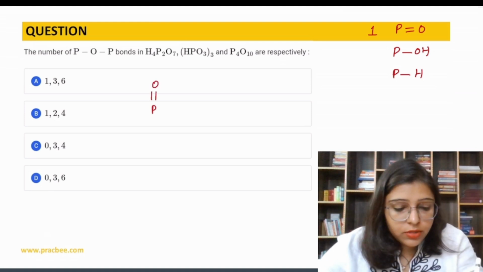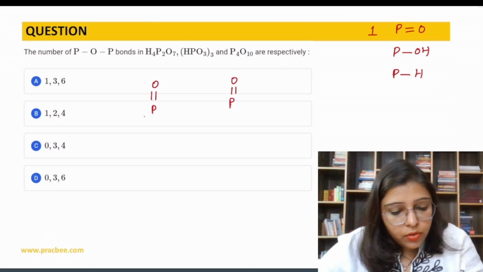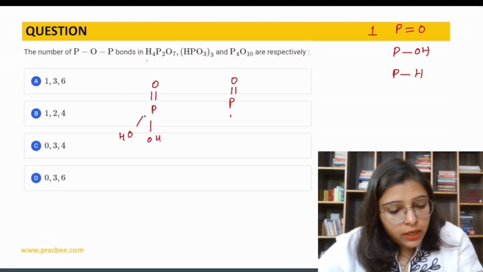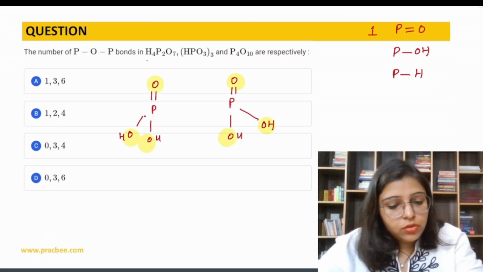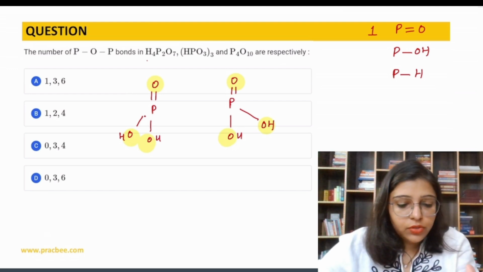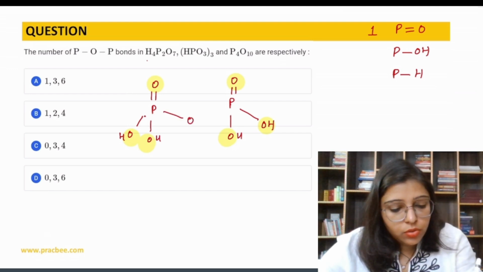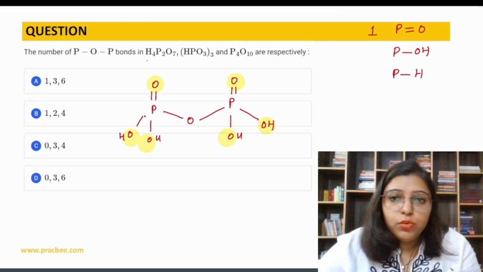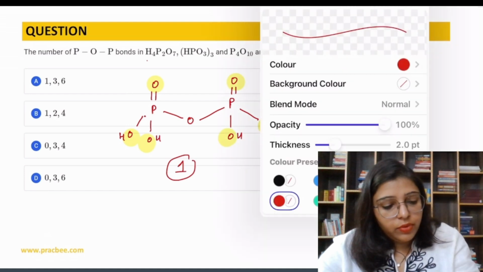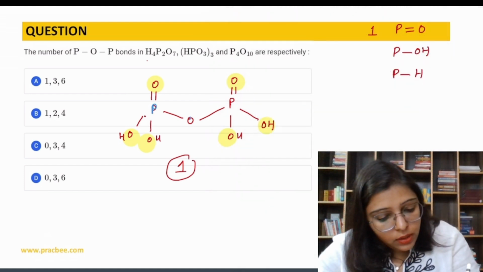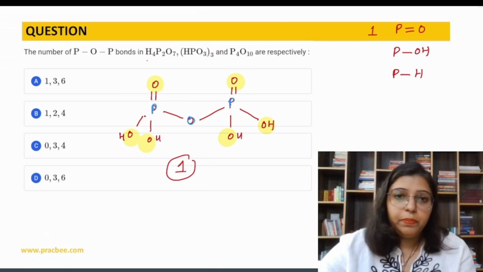H4P2O7 means P double bond O. We have to draw a symmetrical structure, P double bond O. Now 4 OH, so I am writing OH, OH, and here also OH, OH. So how many oxygen? 1, 2, 3, 4, 5, 6. So 6 oxygen are already involved in these structures, so we have 1 oxygen left. So this is O. So in H4P2O7, we have 1 POP bond. Right? We have 1 POP bond.